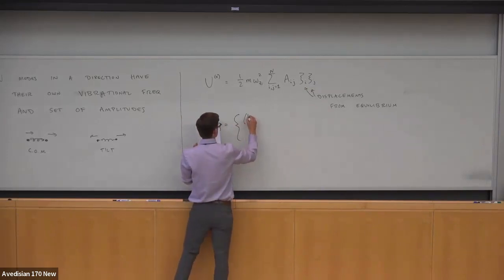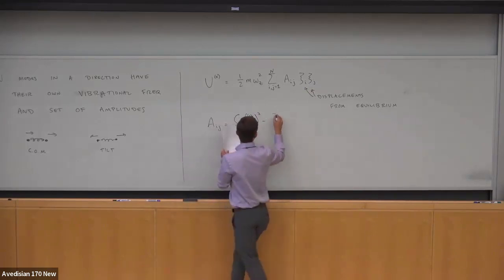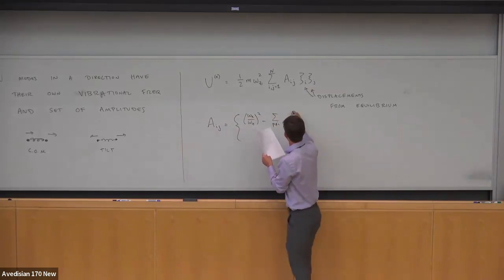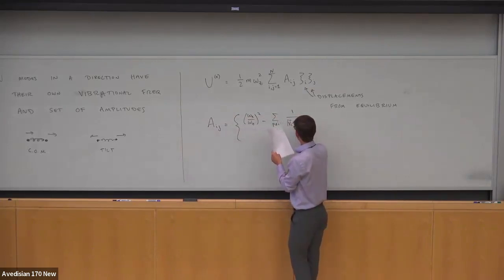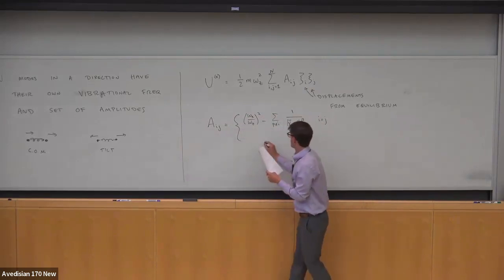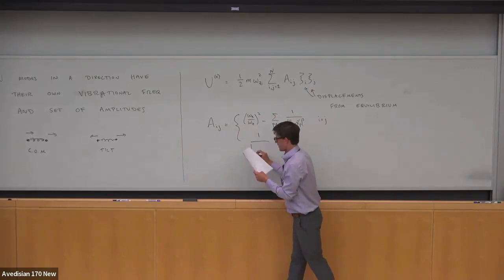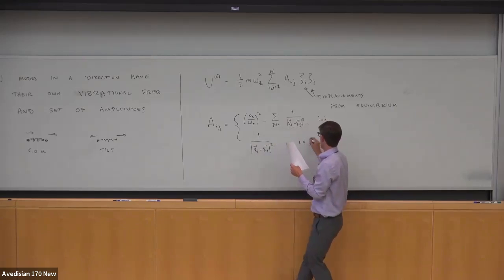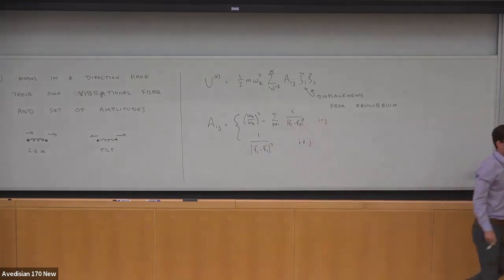is equal to (omega x over omega z) quantity squared, minus the sum over p not equal to i of 1 over |x_i minus x_p| cubed when i is equal to j. And it's equal to 1 over the magnitude of x_i minus x_j cubed when i is not j. All right, math off.